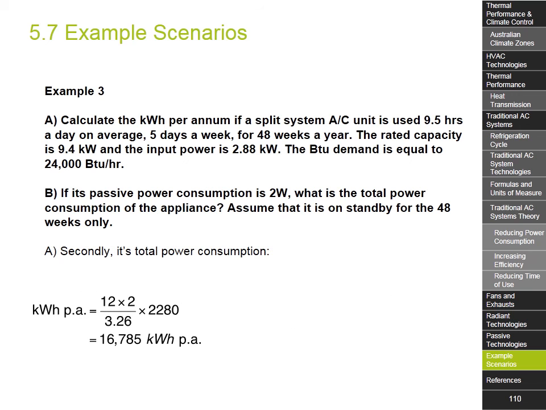Secondly, the total power consumption is calculated. The total power consumption in kilowatt hours will equal 12 multiplied by 2 ton, all divided by the EER, which is 3.26, all multiplied by the total time, 2,280. The total kilowatt hours will equal 16.785 kilowatt hours per annum.